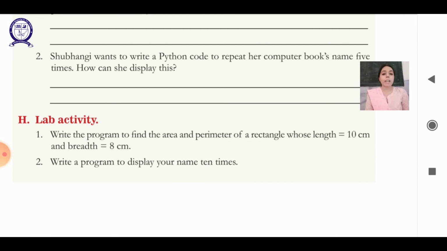And second question is write a program to display your name 10 times. So for this you can use the asterisk operator. Give the print statement, in the bracket type your name, whatever is your name, in the double quotes, and asterisk operator, and write there numeric 10 and close the parenthesis. As soon as you press the enter key, you will see that your name will come 10 times on the screen.